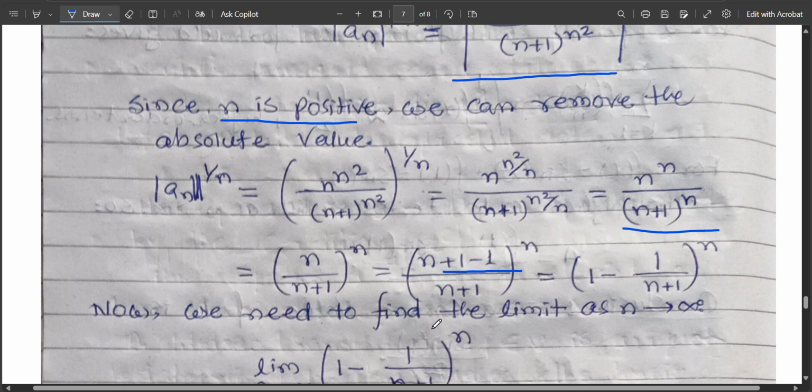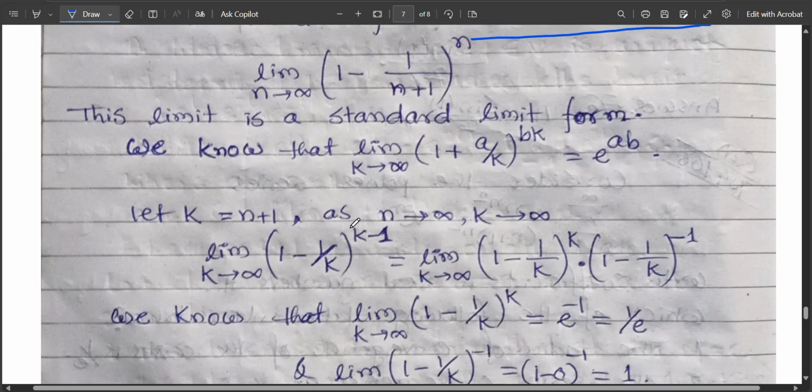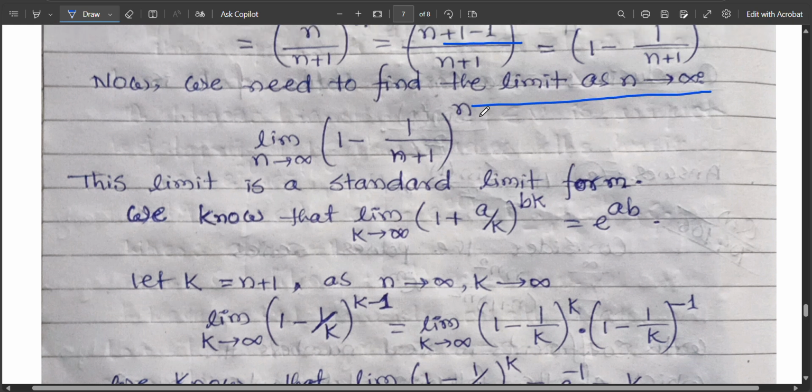Now we need to find the limit as n tends to infinity. This formula says limit supremum as n tends to infinity, so we take the limit as n tends to infinity, and whatever value it becomes, that is 1 by r. So the limit as n tends to infinity of (1 minus 1 by (n plus 1)) whole to the power n. This limit is a standard limit form.